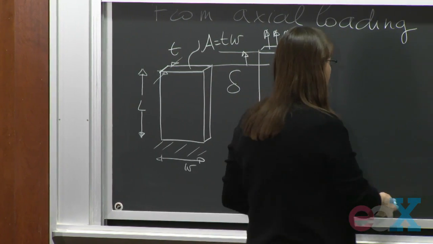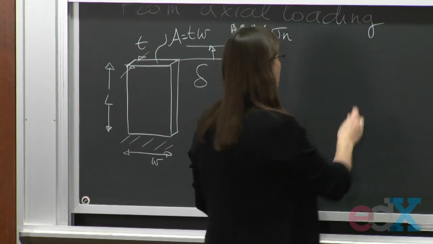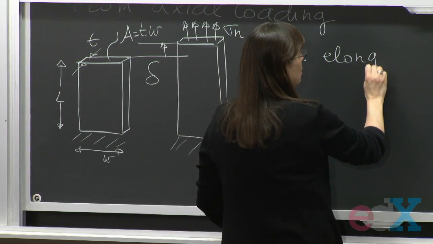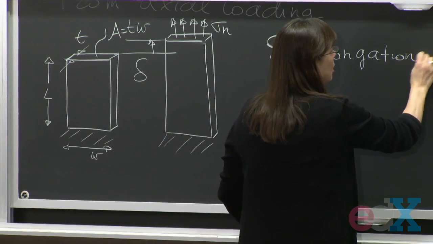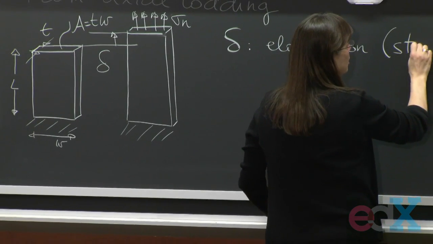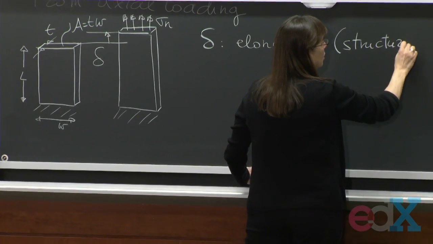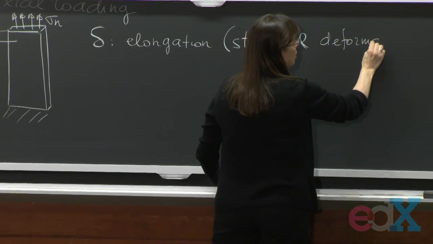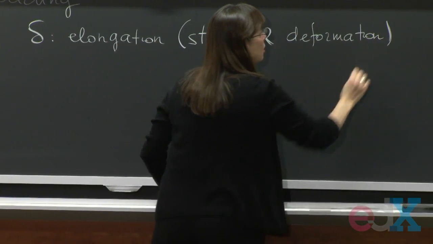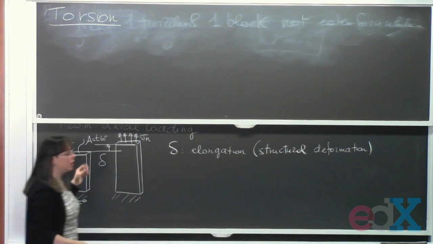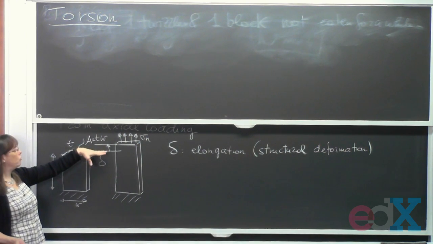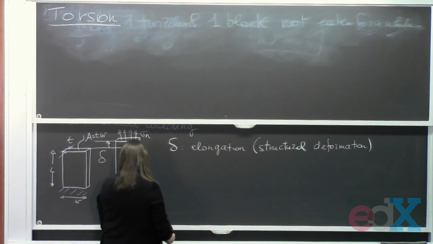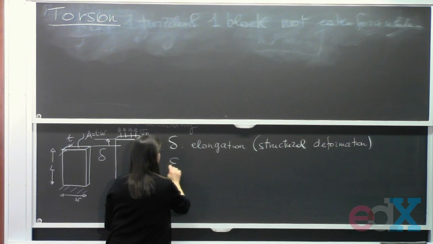So what are the characters of our story in axial loading? We have delta, which is the elongation. And this is a structural measure of deformation. This is how much the structure deformed. It elongated by delta from here to here. We know that. Then we have the strain.